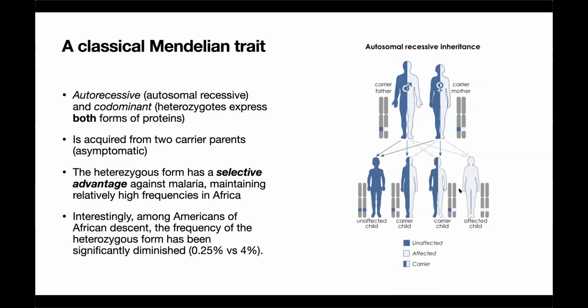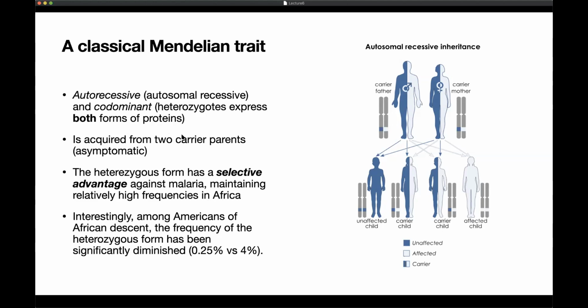It's a classical Mendelian trait. It's called autosomal recessive and codominant. Autosomal means it's not on the sex chromosomes, but on one of the normal chromosomes, a pair of homologous chromosomes in both men and women. Codominant means that if you're heterozygous, with a normal protein on one chromosome and a mutated protein on the other chromosome, you make both healthy and unhealthy blood cells.